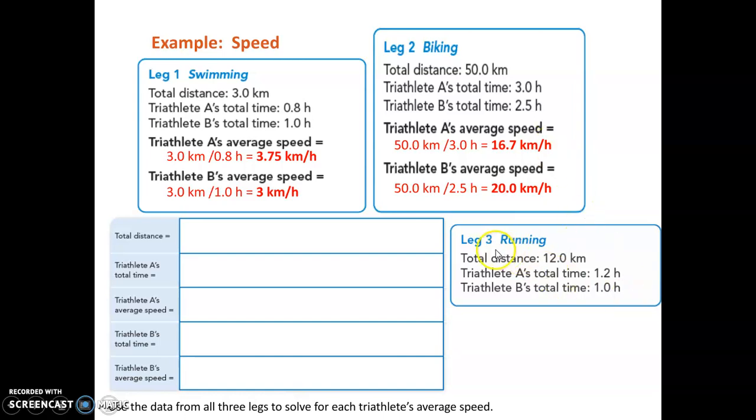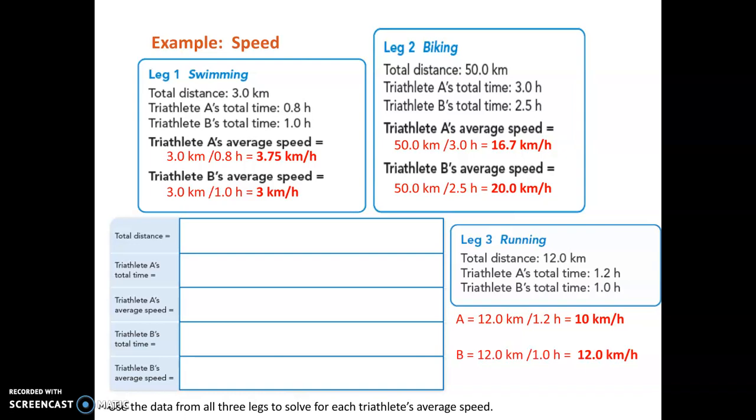Now moving down here to leg 3, running. This time they're going 12 kilometers, and triathlete A did it in 1.2 hours. So they were going an average of 10 kilometers per hour. And then triathlete B did it in 1 hour. So they were going an average of 12 kilometers per hour.